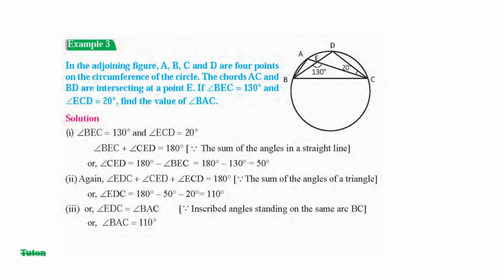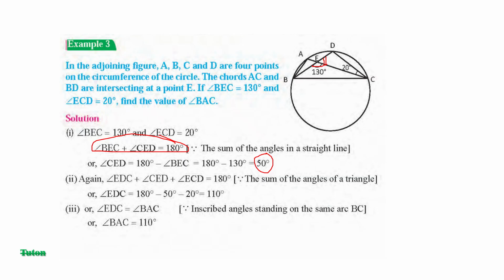For that, we have to first find the value of angle DEC, which is represented by this angle. As we all know, the sum of angles on a straight line is always 180 degrees. So angle BEC plus angle DEC is equal to 180 degrees, which is suggested by this step. We have been given angle BEC as 130 degrees, and applying arithmetic operations, we get the value of angle CED as 50 degrees.